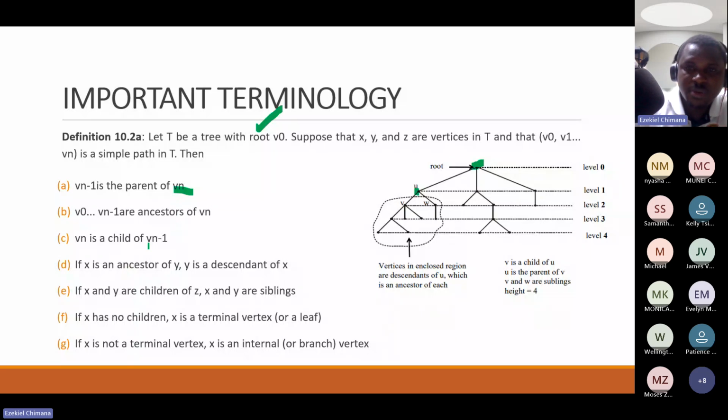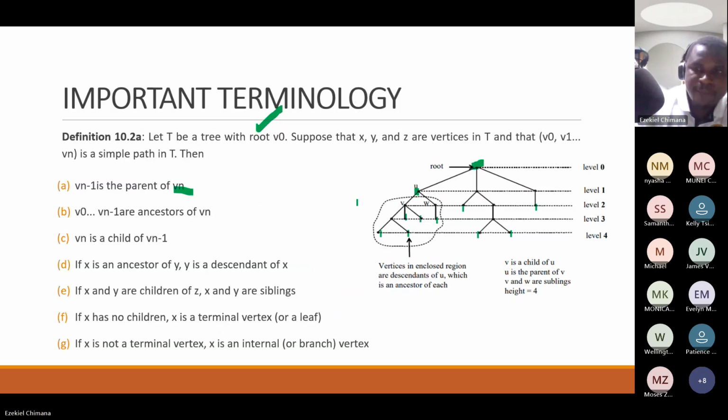You can take V and W here as siblings. Why? Because they are both children of U. Something like that. So if X has no child, X is a terminal vertex or a leaf. You can talk of these ones. These are leaves. Those nodes or vertices without children are called leaves or terminal vertices. So if X is not a terminal vertex, X is an internal node or internal vertex. So all those which are inside here, which are not leaves, they're internal, otherwise it would be a root.